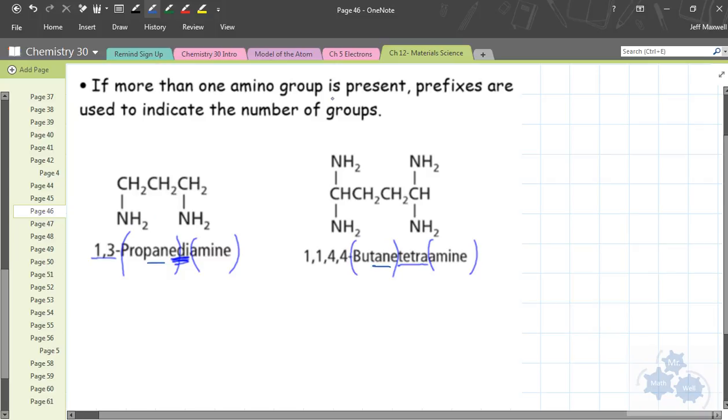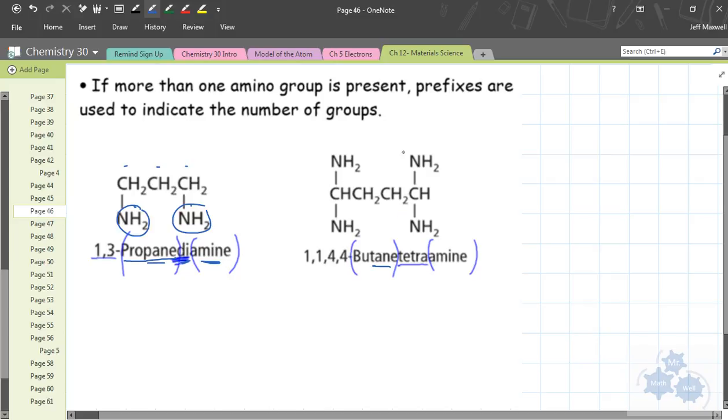If more than one amino group is present, however, prefixes are needed. In this case, meth, eth, prop, we have 2 amines. So you would name this 1,3-propyldiamine or propanediamine. Make sure you remember that the root here is propane or propyl, and we have 2 amino functional groups here. So that's the di and then amine. So it's 1,3-propyldiamine or propanediamine.